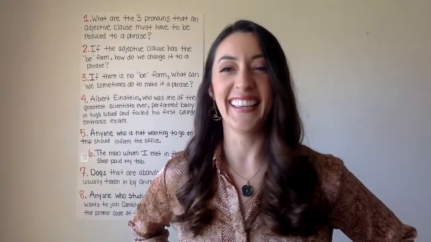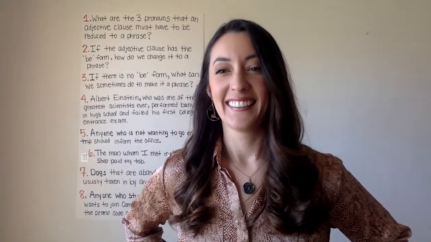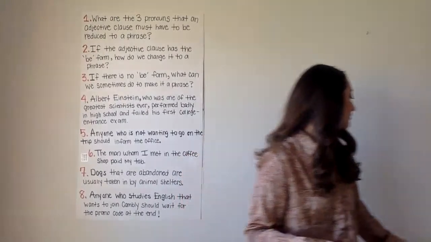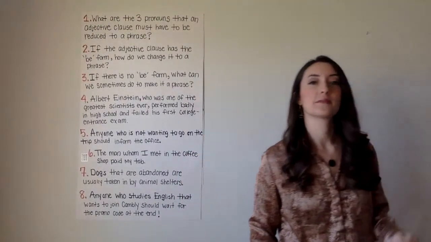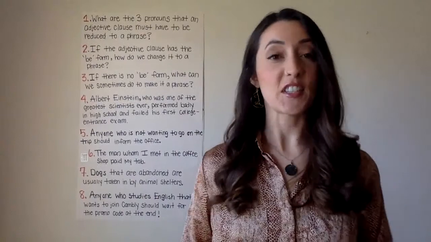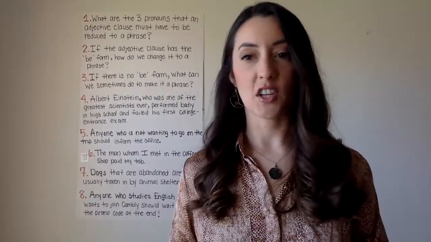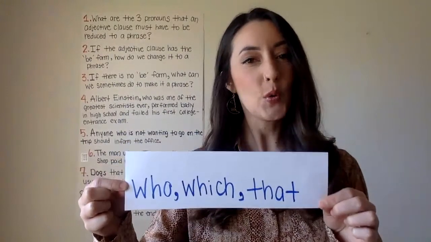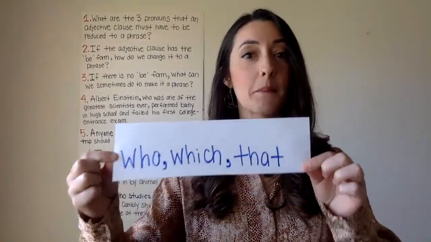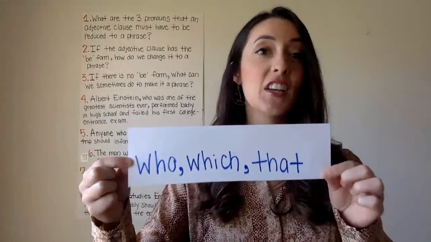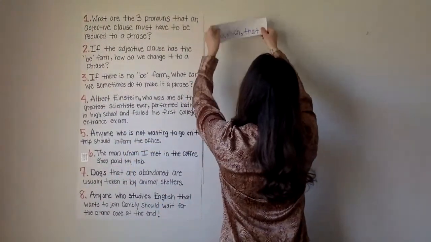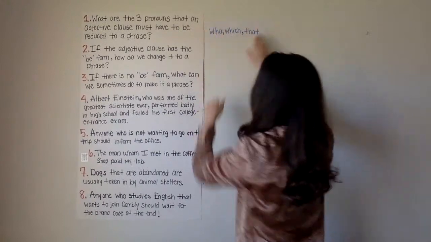Very good. Good job, good job. I'll give you one more moment. You guys took your notes. Yeah, so it should be who, which, and that. Who, which, and that. The adjective clause must have who, which, and that to be shortened to an adjective phrase. Great job. Who, which, and that.